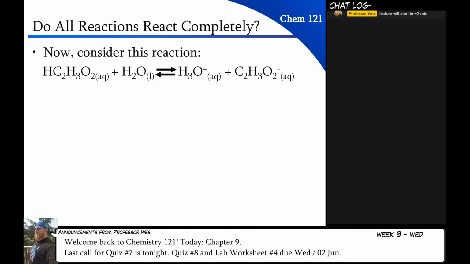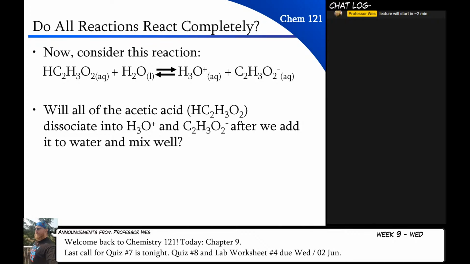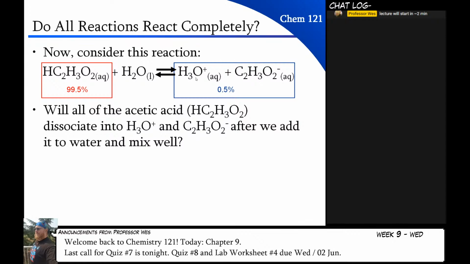In this case, you might be surprised to find that for acetic acid and water, this is just vinegar. Vinegar is quite tart, right? So it should be really acidic. And yet only about 0.5% of it actually dissociates. The remainder just stays vinegar. This would be the tart part that you taste, is this right here, due to the acid.